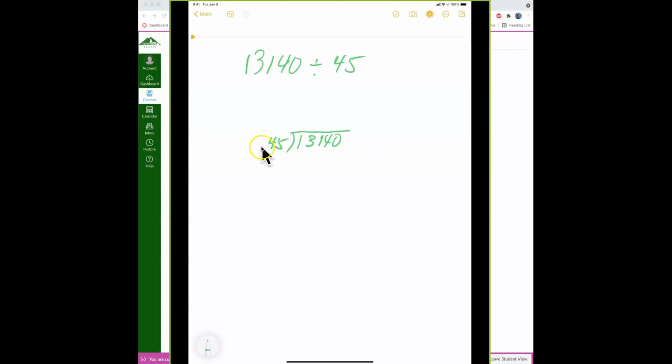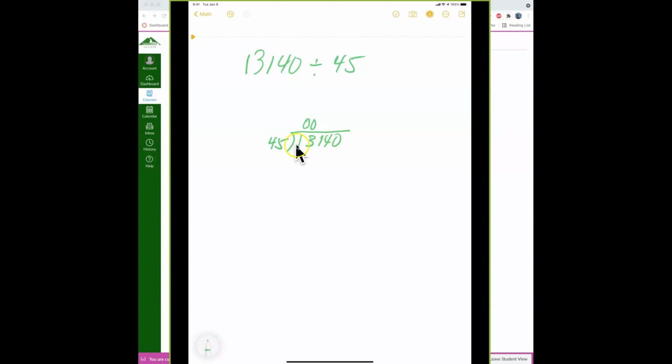First thing we ask is, how many times will 45 go into 1? The answer to that is 0. So we put a 0 above the 1. That may be a little bit to the left, but just remember that's over the 1. To continue, we look at the 1 and 3 as 13, and we ask ourselves, how many times will 45 go into 13? The answer here is also 0, because 45 is greater than 13. So next, we add one more number and look at 131 and ask ourselves, how many times will 45 go into this?